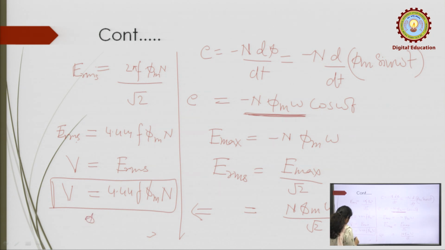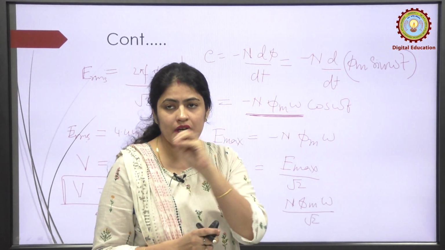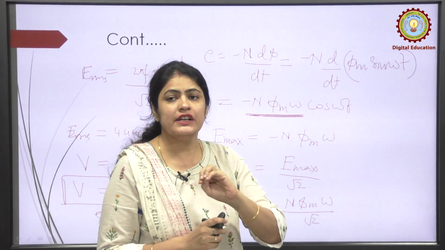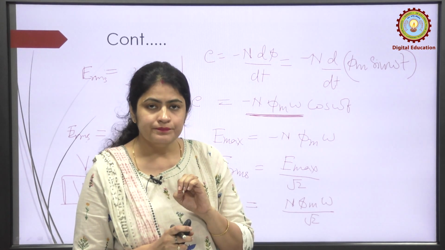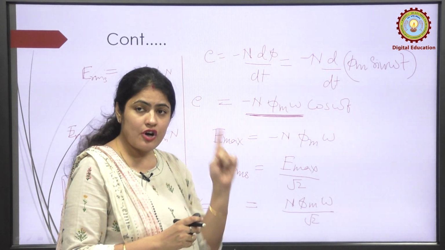So, phi m can be represented by V upon 4.44 F multiplied by n. That means the maximum value of the flux depends only upon the supply voltage and the frequency. As you apply the voltage, your flux is fixed within the core. The maximum value of flux is fixed within the core. But it is not so in the case of a DC circuit.